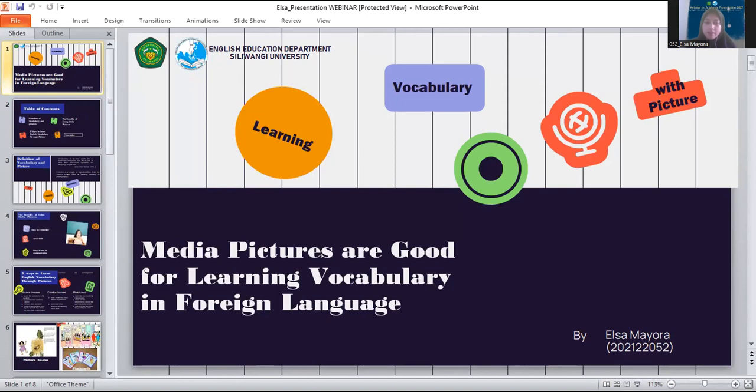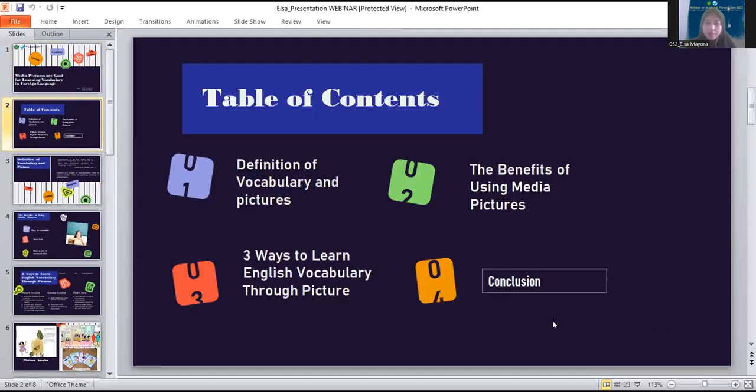I divide my presentation into four sections. First, definition of vocabulary and picture. Second, the benefit of using media picture. And third, two ways to learn English vocabulary through picture. And fourth, conclusion.